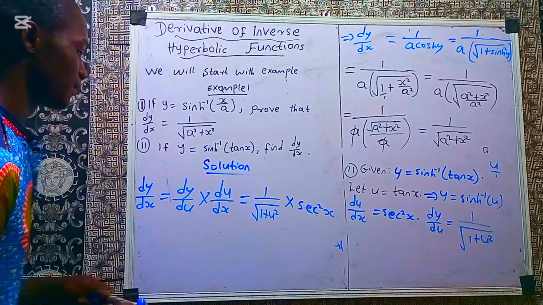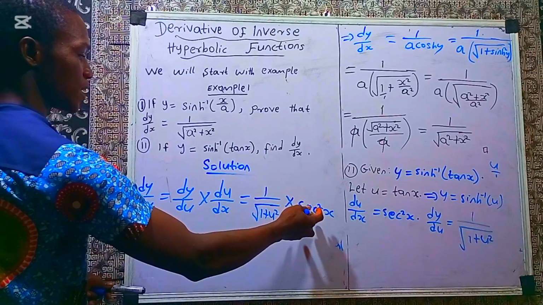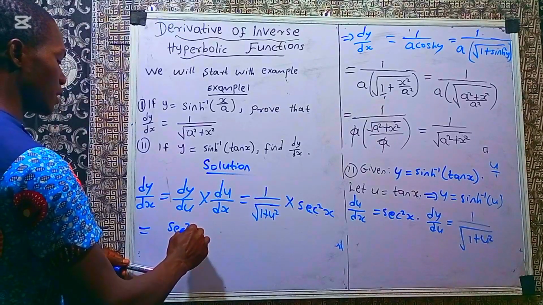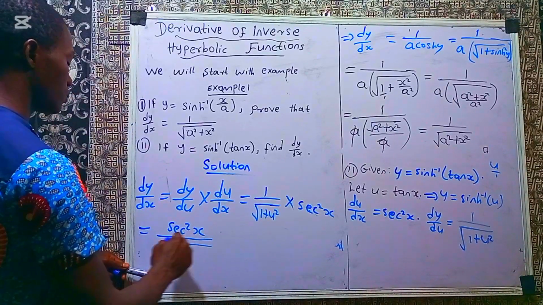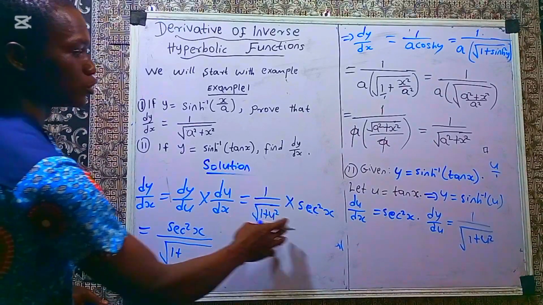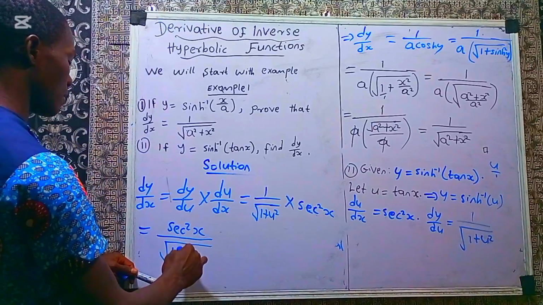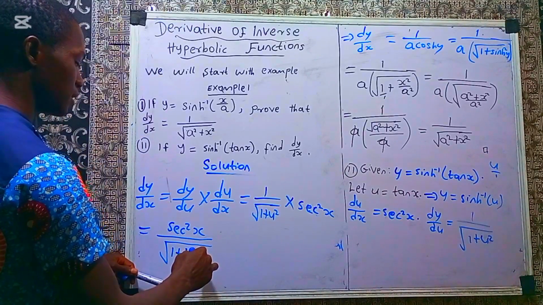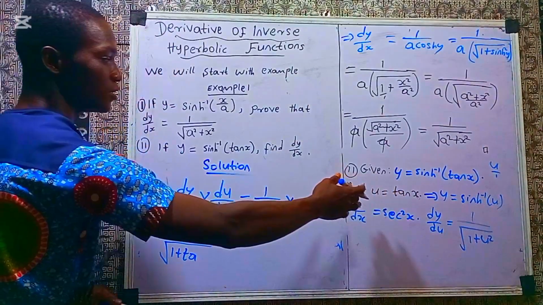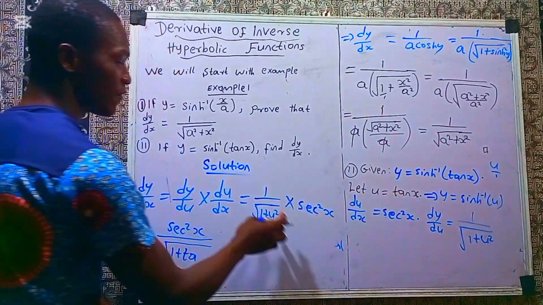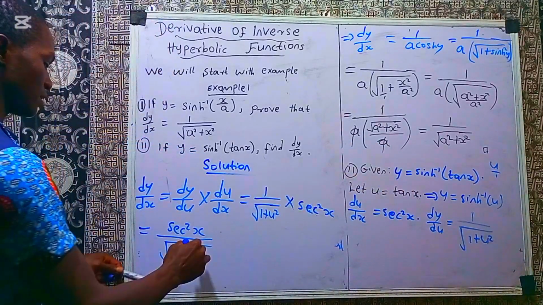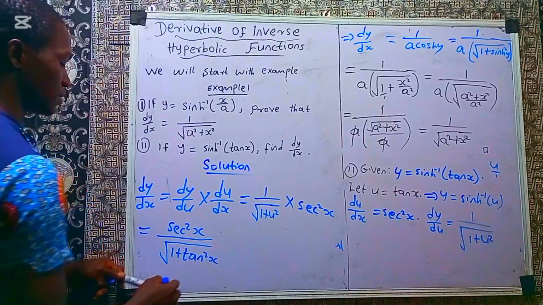So sec squared x. So if you simplify, sec squared x will multiply this one at the numerator. We have sec squared x divided by square root of 1 plus, what is u? u is tan x, right? 1 plus tan, but we are having u squared and u is tan x, which means if you have u squared, we will be having tan squared x. So we have tan squared x.